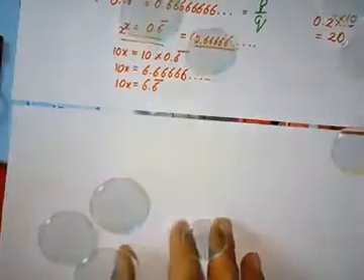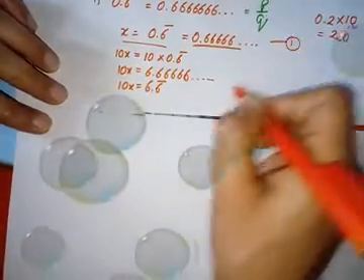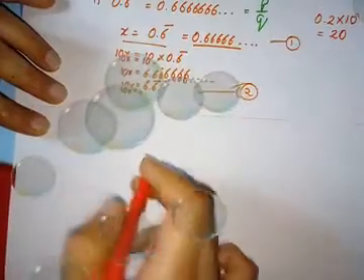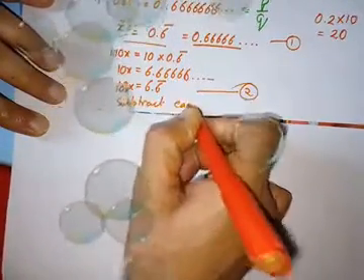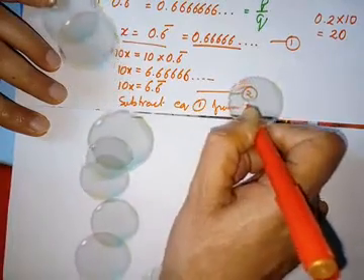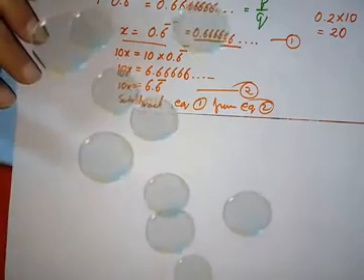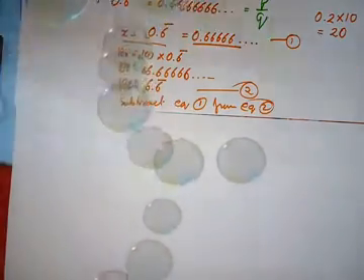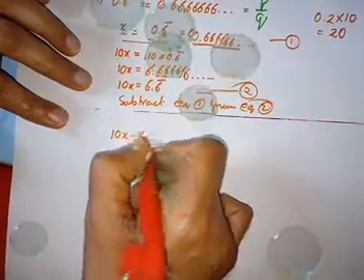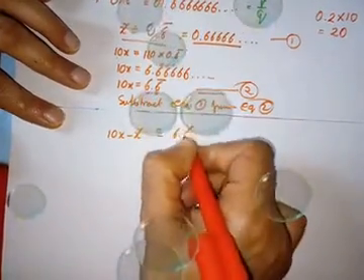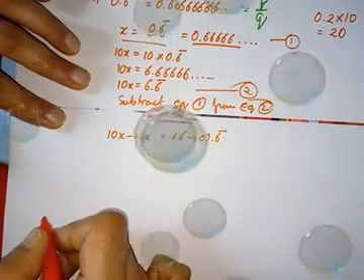Now what we have to do here, this is your equation number 1, this is equation number 2. Now we will subtract equation 1 from equation 2. When we say an equation is subtracted, it means the left hand side is subtracted by the left hand side and the right hand side is subtracted by the right hand side. It means we have to subtract x from 10x, and from 6.6 bar we have to subtract 0.6 bar.